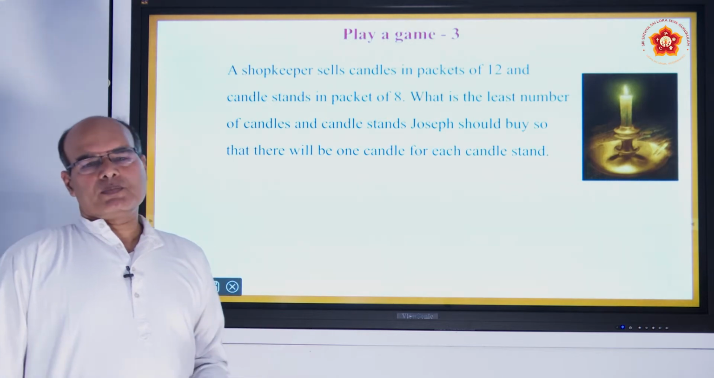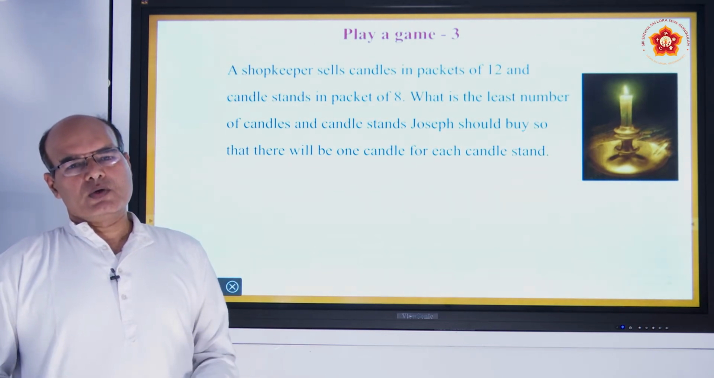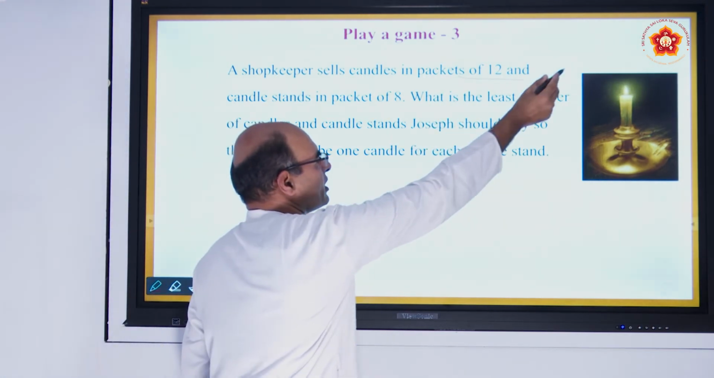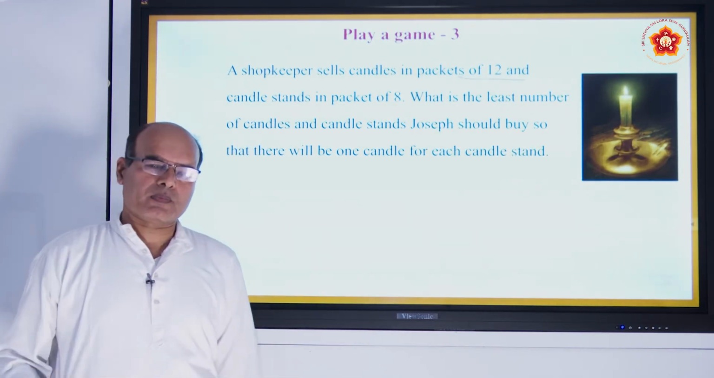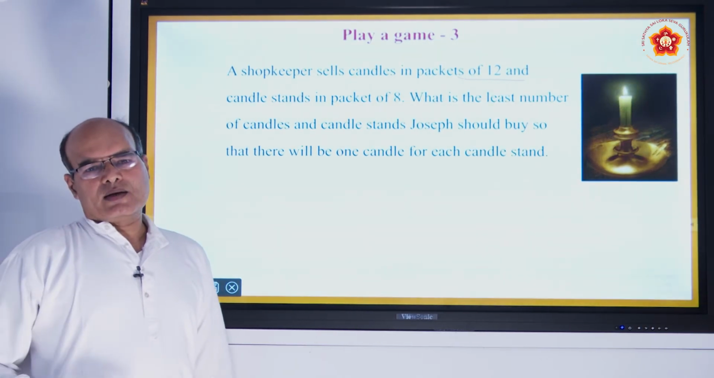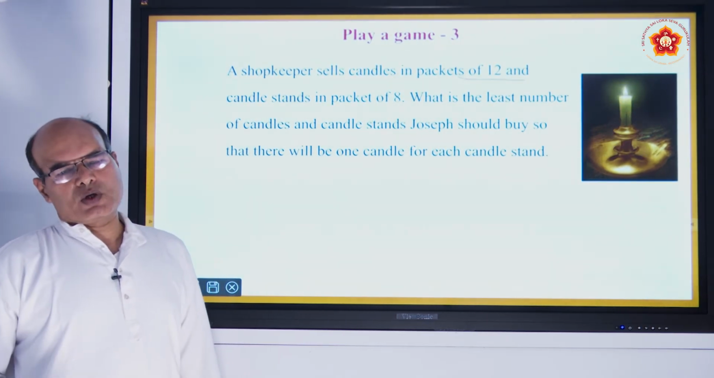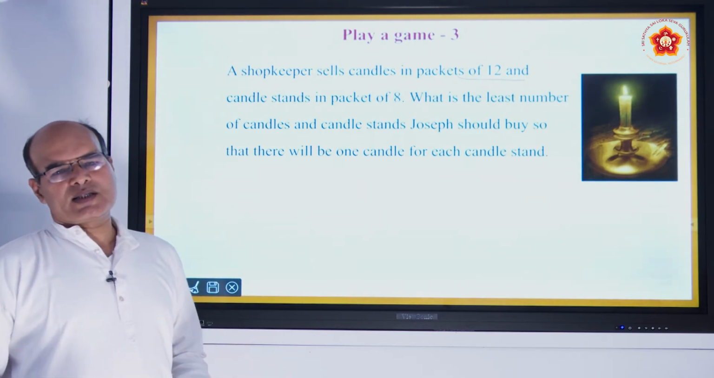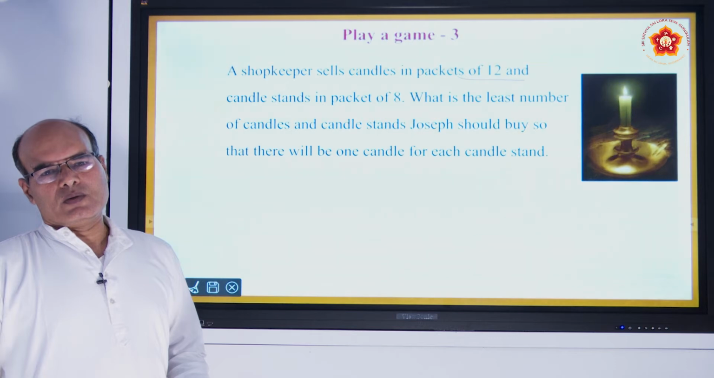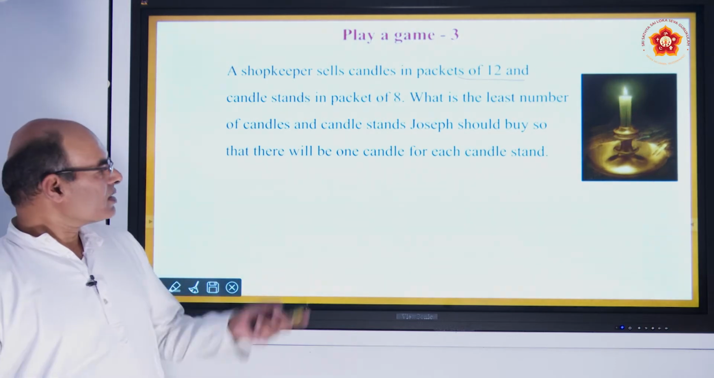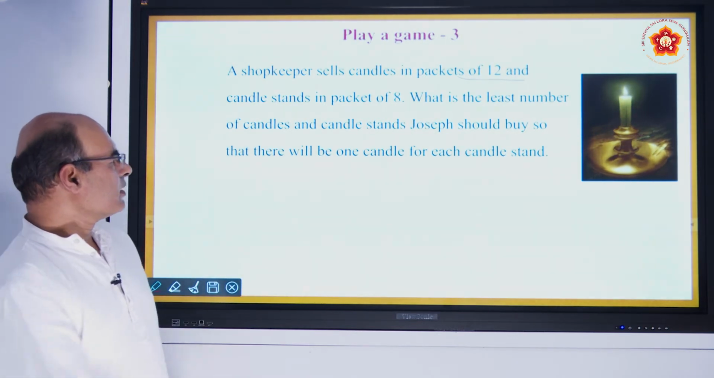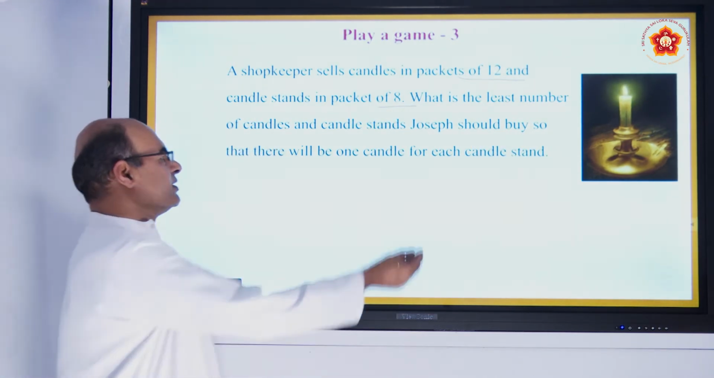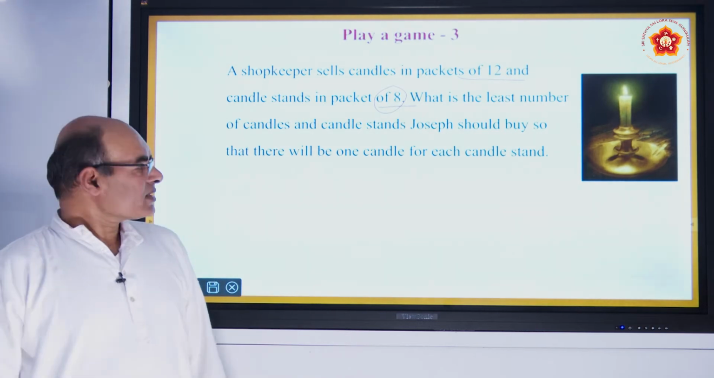So compare this example with the previous examples. Can we do it in the same manner? Here, a shopkeeper sells candles in packets of 12. So we can purchase 12 candles, that means one packet, or we can purchase two packets, 24, or we can purchase 36. Like that, here the candles can be purchased only as multiples of 12, only in terms of packets. Similarly, the shopkeeper is selling the candle stands in packets.